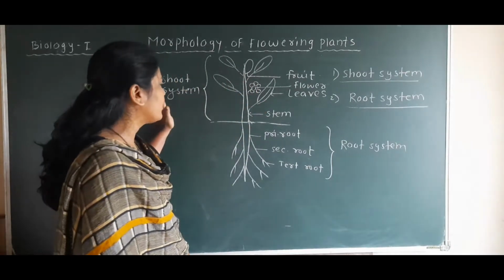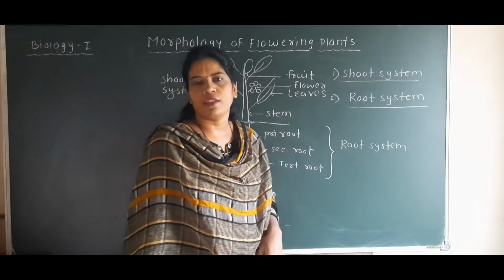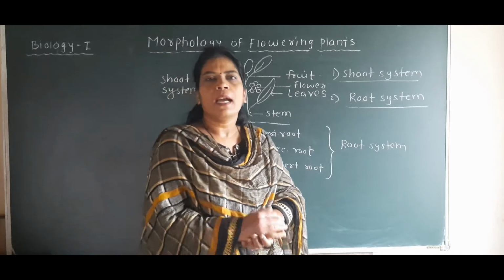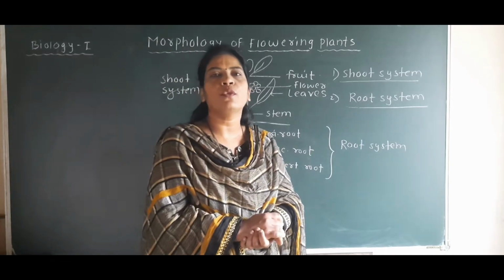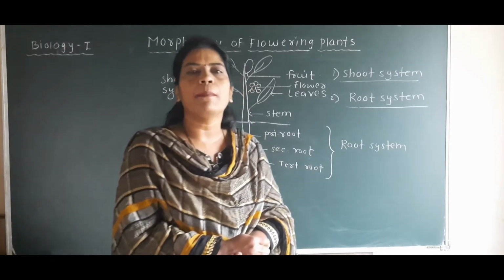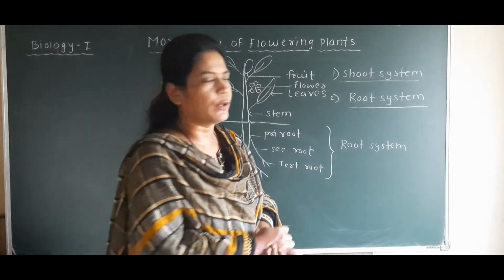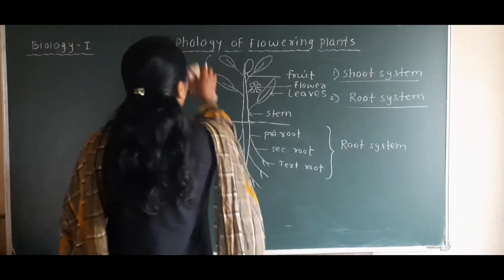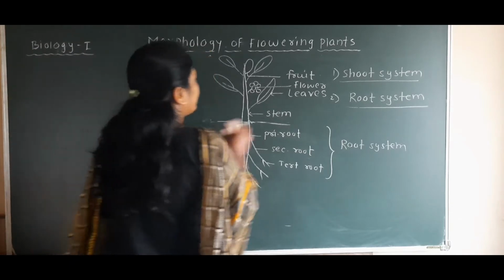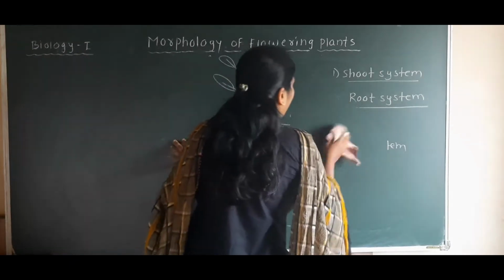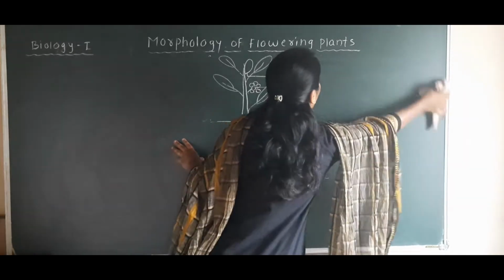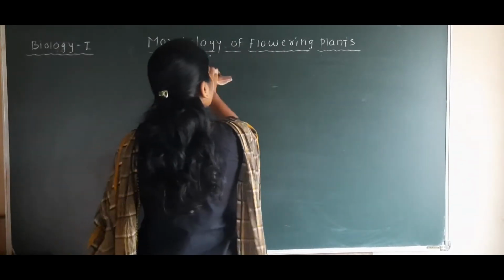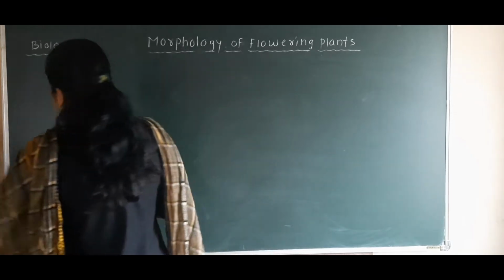That's why we call it a shoot system and the root system. Now the next point is that along with this figure we are also going to discuss what is meant by node and internode. So again we modify the diagram. See here, if we study any plant, the main part of that plant which is present above the ground, that we call a stem.